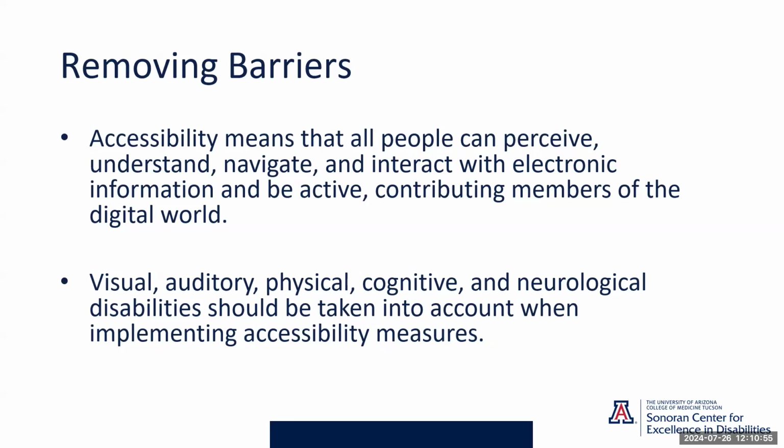Most of us are familiar with accessibility features in physical spaces, like a public restroom that can accommodate people who use wheelchairs, or a crosswalk signal that produces both visual cues and sounds. The same principle can be applied to digital content to ensure that users with disabilities have equal access to information and services. Visual, auditory, physical, cognitive, and neurological disabilities should be taken into account when implementing accessibility measures.